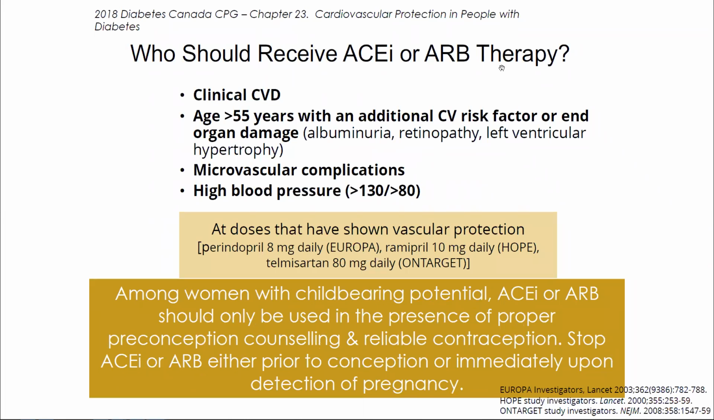Who should get an ACE or an ARB? Anybody who has a complication, so clinical cardiovascular disease, or if you go down microvascular complications, or if they're 55 years old. So it's a little bit longer before they show some benefit with ACEs and ARBs. We should really only be using these 3 agents here because those are the ones that have been tried and shown to have some benefit. So this is important for the ACEs and ARBs. So statin, if you're 40; ACE or ARB, if you make it to 55, or if you get a complication, or if you have high blood pressure.